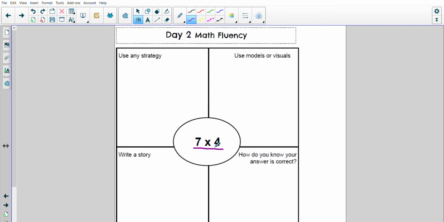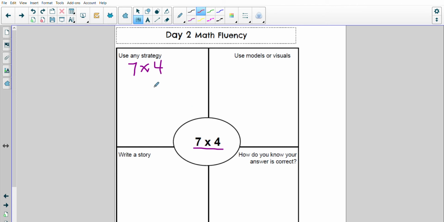So for 7 times 4, I'm going to use any strategy to solve it, and then I'm also going to use models and visuals. So 7 times 4, I could use repeated addition, the distributive property, an array, or equal groups. Any strategy that you've been taught, feel free to use. We're going to start with the distributive property, since that one we might need more help to remember.